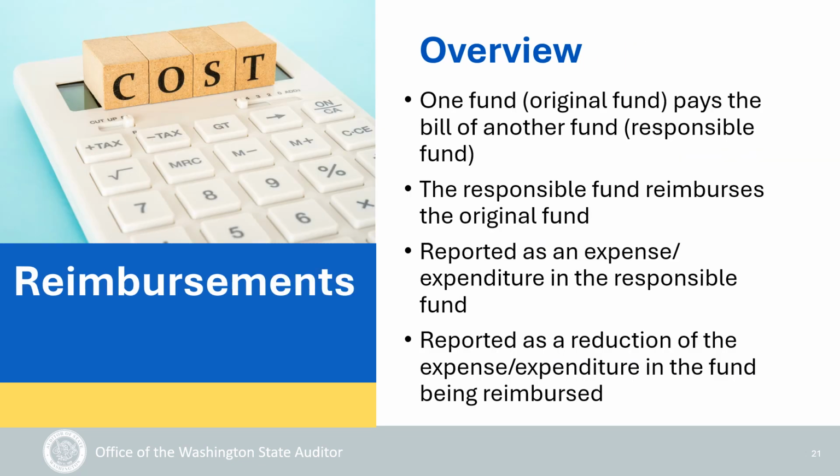Now on to the last category of interfund transactions, reimbursements. This is when one fund, that we'll call the original fund, pays the bill of another fund that we'll call the responsible fund. The responsible fund then reimburses the original fund. The responsible fund records an expenditure because it was their bill that they should have paid. The original fund, though, does not report a revenue. Instead, they are going to reduce the expense they originally recorded when they paid the bill. We'll look at an example soon.